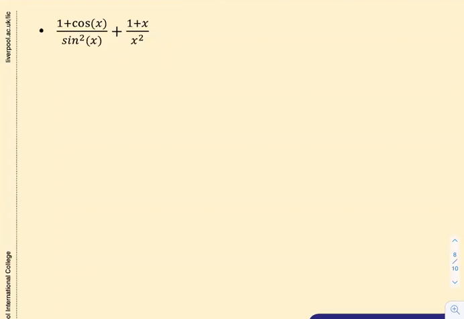Right. So in this question, we need to integrate, find the integration for this question. We have two fractions here. And usually if you have two fractions, to be able to add them, you need to find the common denominator, make them both have the same denominator.